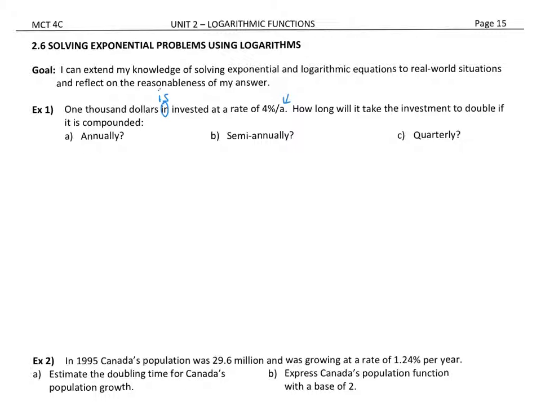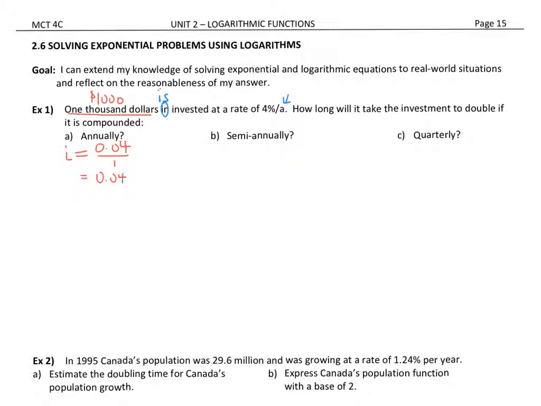How long will it take the investment to double if it's compounded annually? So annually means one time per year. And that, therefore, means that our initial value is this $1,000. Our rate of interest per compounding period, we take that annual rate of 0.04, and because it's only one time per year, we're dividing it by 1. That's kind of useless. It really is just 0.04.